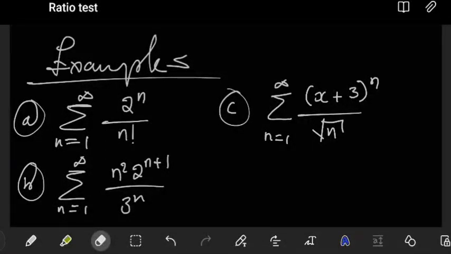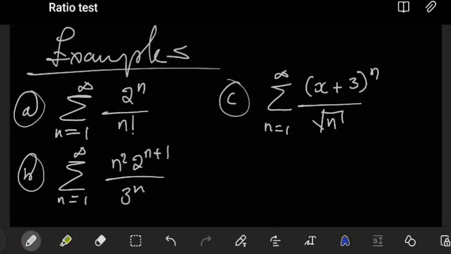Hi guys, in this tutorial we're going to look at the ratio test. After that we're going to look at 3 examples, which are these. You guys can try them out. Now what is the ratio test and how do we use it?